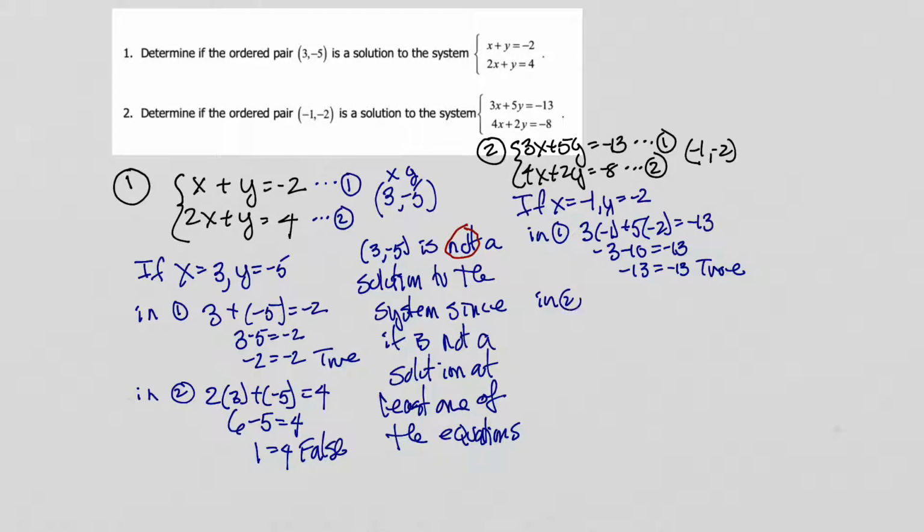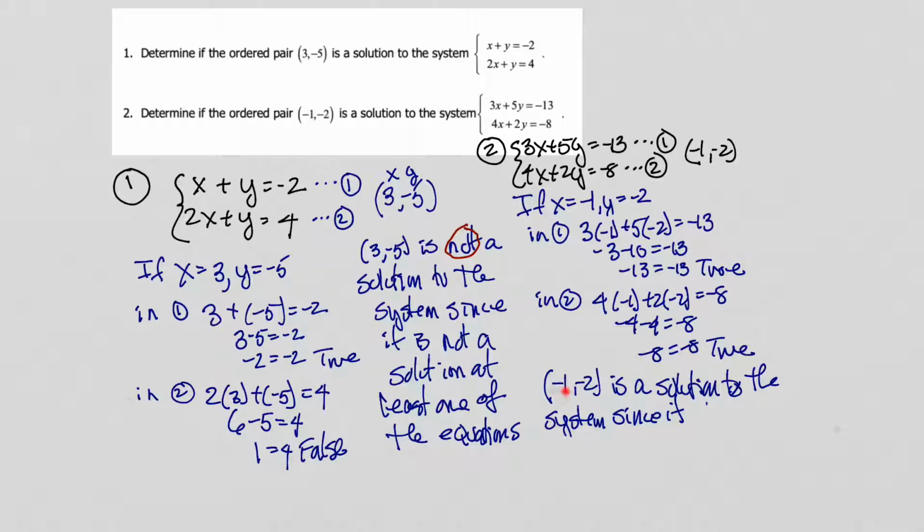Let's try the second equation. We will get 4 times x, which is negative 1, plus 2 times y, which is negative 2, and that's going to give us negative 8. What do we get here? Negative 4 minus 4 equals negative 8. Negative 8 equals negative 8, which is true. So we're going to conclude now that negative 1, negative 2 is a solution to the system since it is a solution to both equations.